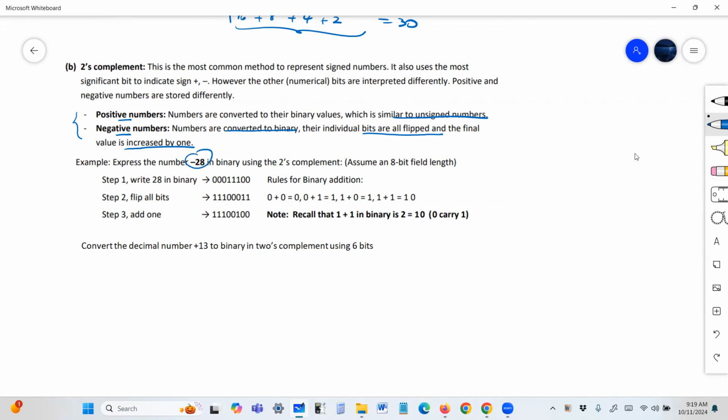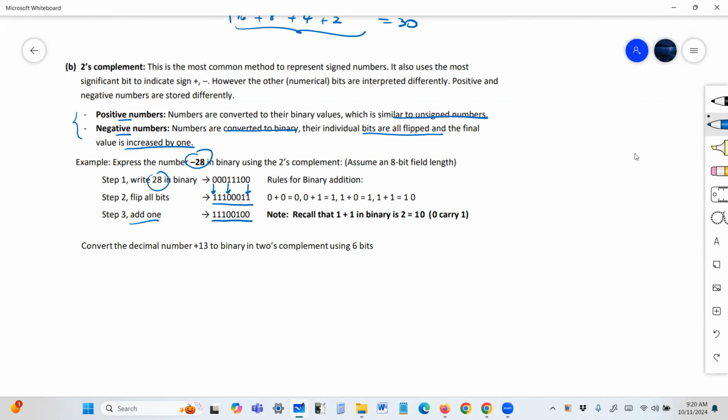So here's an example for minus 28. We write positive 28 in binary. We flip all the bits, meaning all of the zeros become ones, as you can see here. So the 0s become 1s, the 1s become 0s for all of them. And then afterwards, we add 1 to the flipped bits. Your final answer is the number in 2's complement.